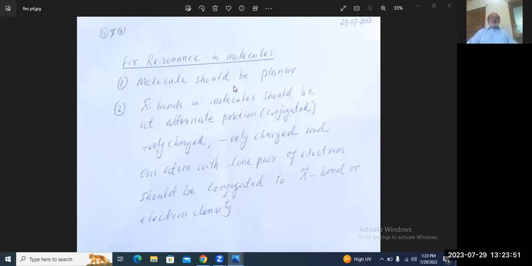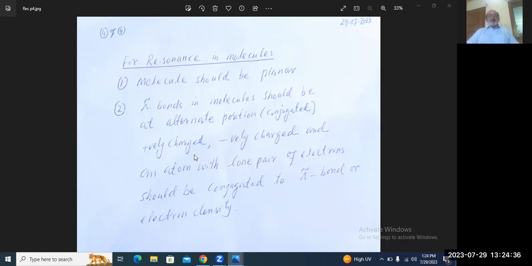So for resonance, a molecule should be planar. The pi bonds in the molecule should be at alternate positions, or they should be conjugated to each other. Similarly, any positively charged atom, any negatively charged atom, and an atom with a lone pair of electrons should be conjugated to a pi bond or any other deficient position or high electron position. So in this way, the resonance can occur.